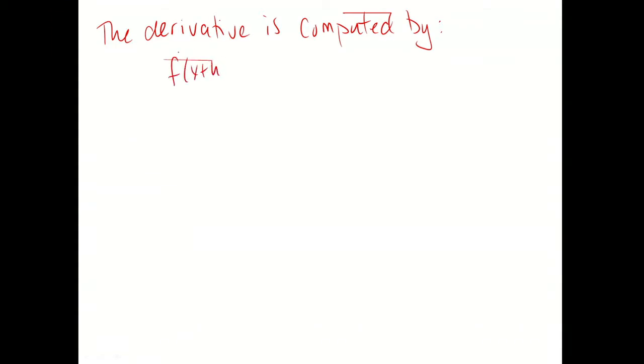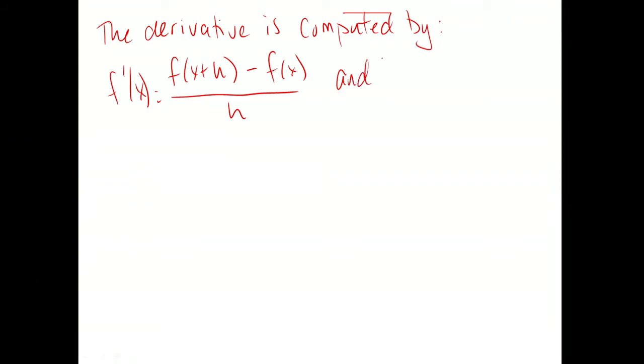I'm just writing the same thing down that I had on the other slide: f of x plus h minus f of x over h. Okay, that's just what I had on the last slide. So the derivative is computed by writing this down and letting h go to 0. This is a little bit of the magic here.